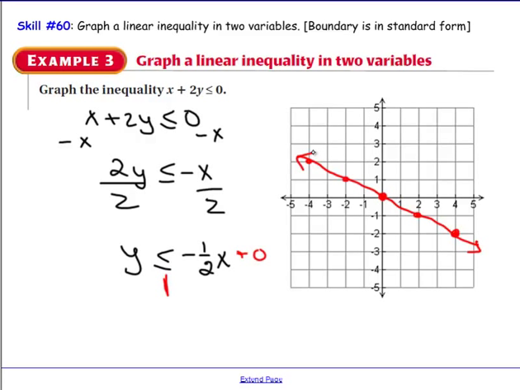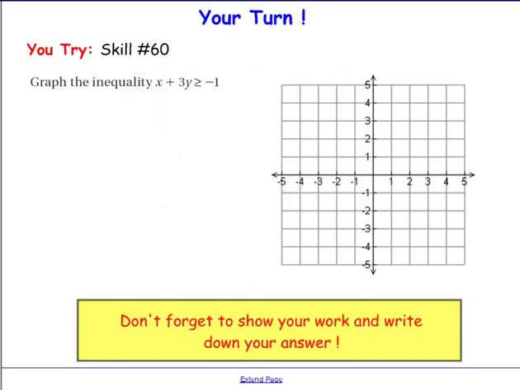And the last thing I need to do is think about which way I'm going to shade in. I want the y's to be less than or equal to, so I'm going to go below, because if you follow the y-axis, the y values are getting smaller if I go down. So this is the region that represents all the solutions. Now because the line is solid here, all the points that are on the boundary line are also part of the solution.